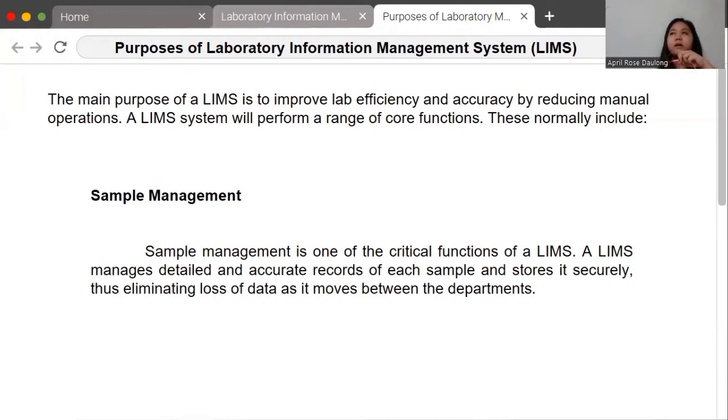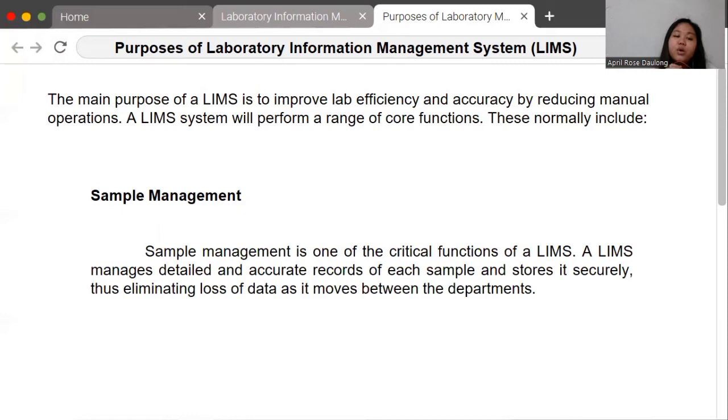Like, di ba, unlike sa papel pa pinaagi, na possibility nga mga mawala, easy mabasa, masunog, di ba? Pag-ibalhin mo sa laing department. So, running LIMS, it eliminates loss of data. Mas daling proseso para ma-transfer o ma-move ang data sa laing department.